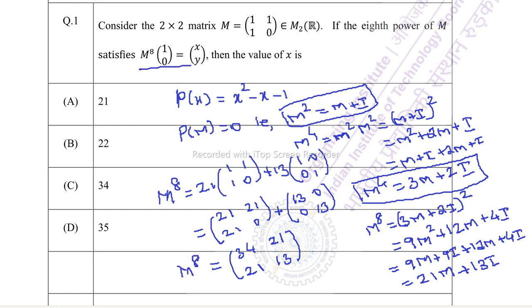The matrix M power 8 satisfies this condition. If you multiply with the vector (1, 0), you will get one vector. So what you will get? 34 into 1 is 34 plus 21 times 0 is 0, and then 21 times 1 is 21 plus 13 into 0 is 0. So this is a vector. They are asking for the first coordinate. Therefore 34 is the correct answer. Therefore the answer is 34.